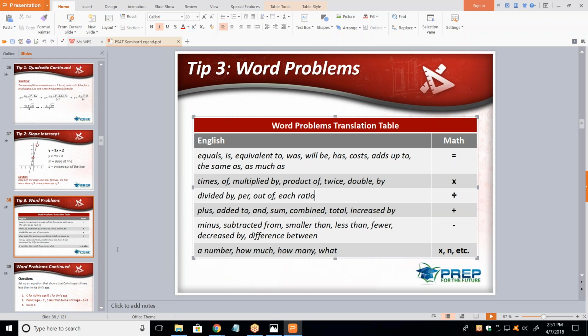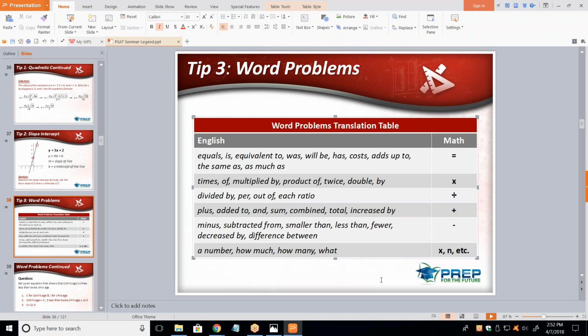And in the bottom row, they're talking about unknowns, they're talking about variables. A number means a variable. How much usually means a variable. All your variables are at the bottom. Your equals, multiply, divide, add, and subtract are what you see on the left. Less than means subtract. Fewer means subtract. So forth and so on.